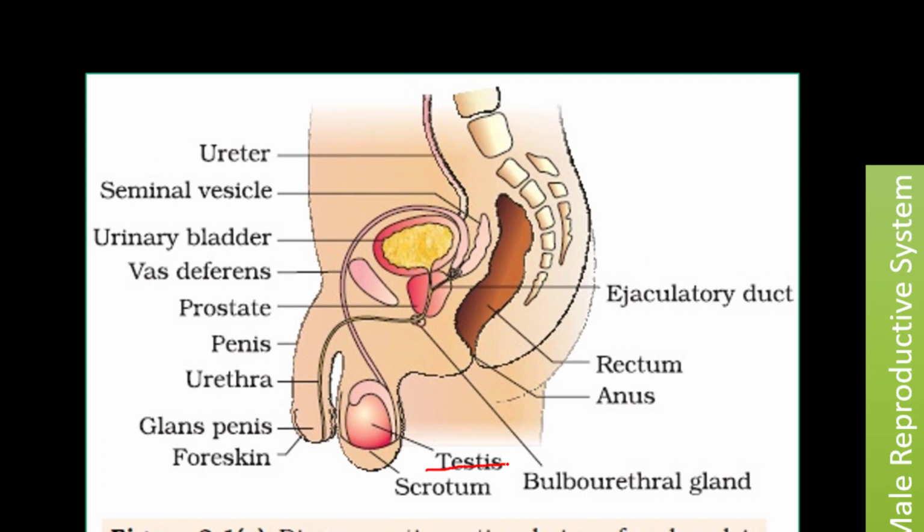genitalia. When we talk about the accessory ducts, there are four: rete testis, vasa efferentia, epididymis and vas deferens. In the case of glands, there are three, and these are the paired seminal vesicles. Remember, the seminal vesicles are present in pair. A single prostate gland, and again a paired bulbourethral gland, and the external genitalia is the penis.